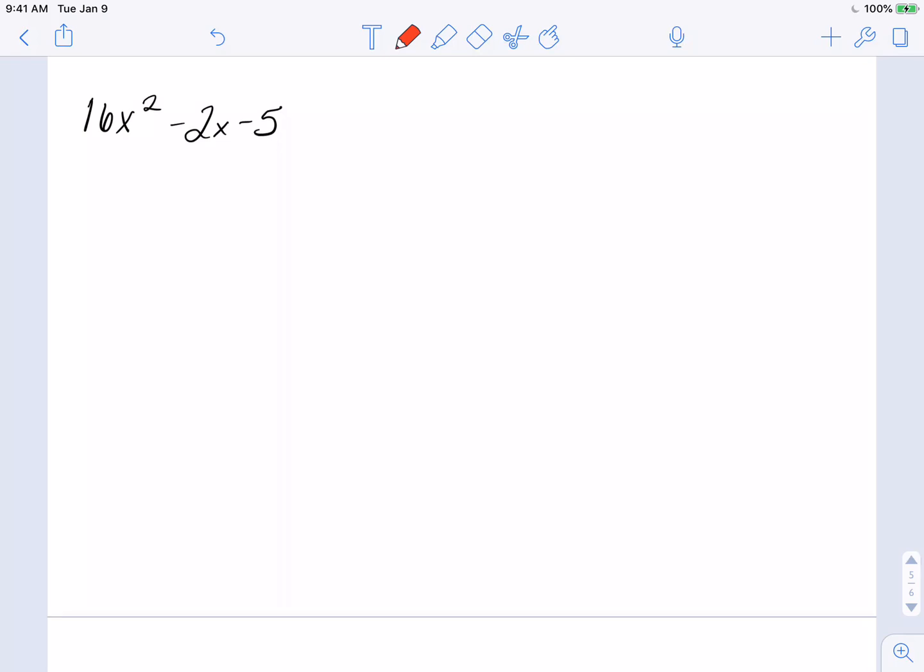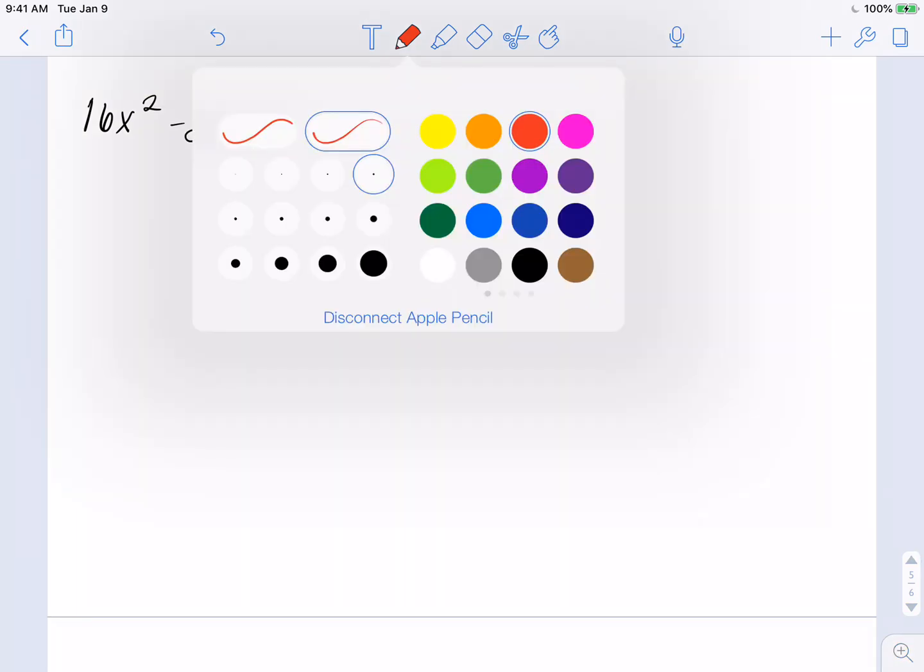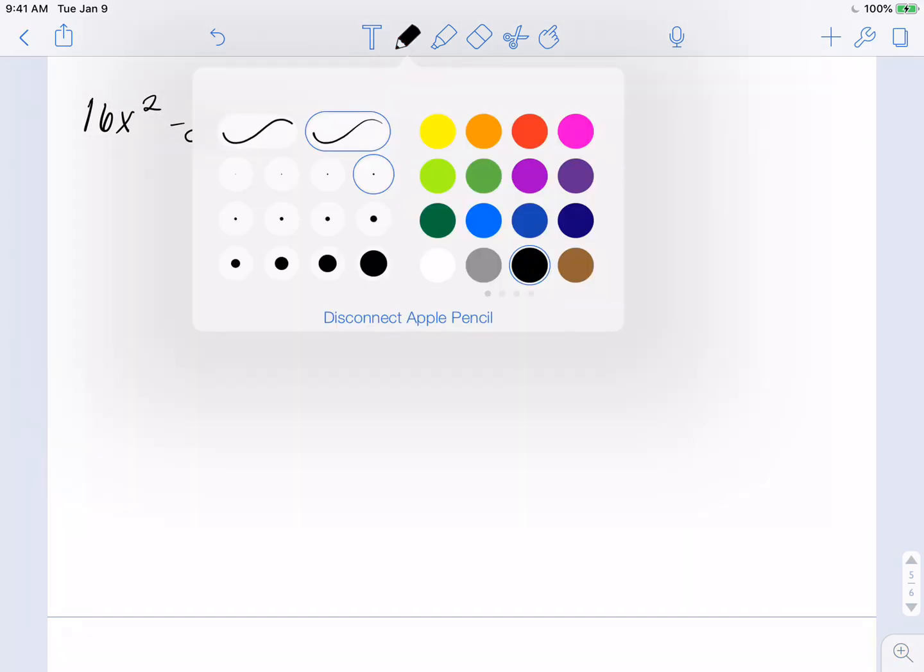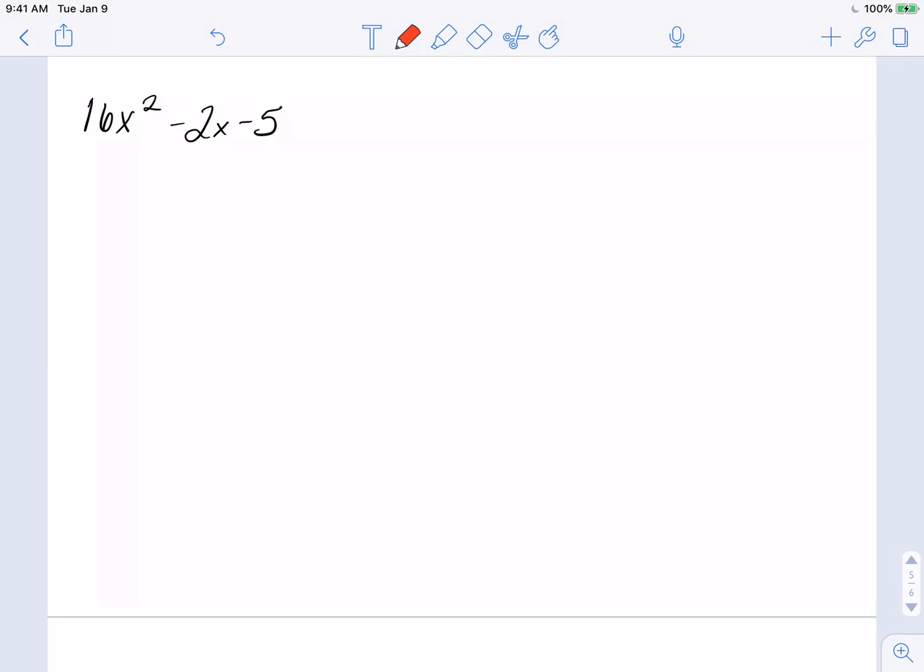All right, let's look at 16x squared minus 2x minus 5. So go ahead and tell me the factors for 16 and 5. 16, your factors are 1 and 16, 2 and 8, and 4 and 4. 5, your factors are 1 and 5. Okay.